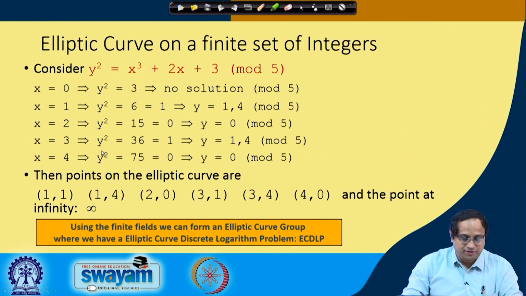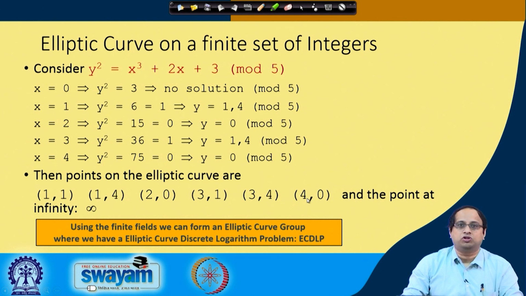Likewise, if I plug in x equal to 3, then y square is equal to 36, which is equal to 1. And this implies that y is equal to 1 comma 4 modulo 5, and likewise x equal to 4 also leads to y equal to 0 modulo 5. So that means the finite points on the curve are 1 comma 1, 1 comma 4, 2 comma 0, 3 comma 1, 3 comma 4 and 4 comma 0.